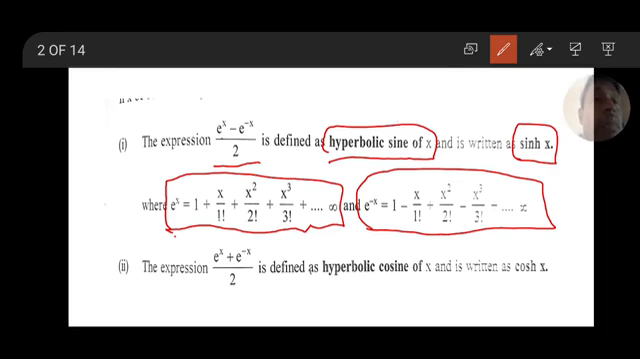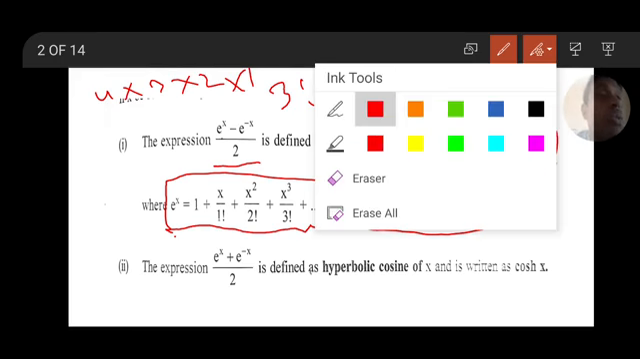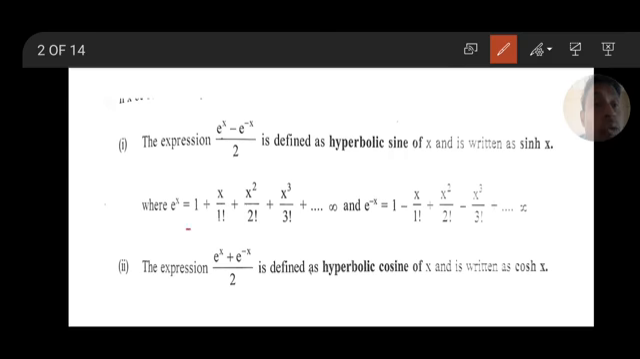And here factorial means, suppose 3 factorial, 3 factorial means 3 into 2 into 1. We have to start with 3, decreasing by 1 up to 1. Suppose 4 factorial means 4 into 3 into 2 into 1. Suppose 10 factorial, 10 into 9 into 8 into 7 into 6 into 5 into 4 into 3 into 2 into 1. We have to start with the number, and that value is called factorial. Okay, this is the e to the power of x expression, and e to the power of minus x is the next.